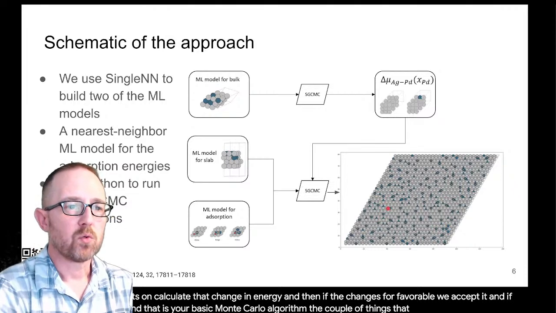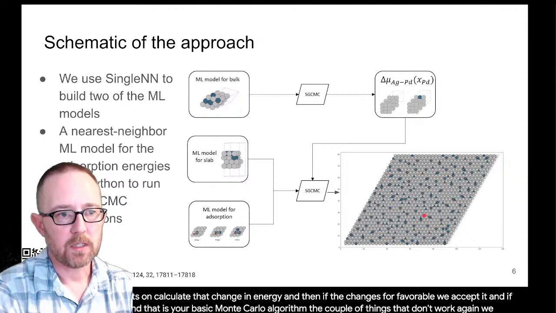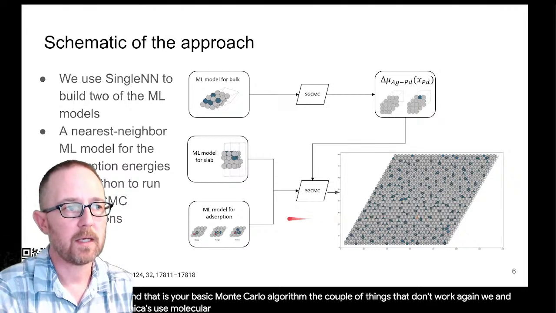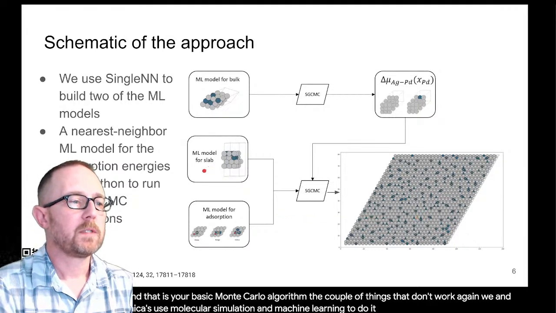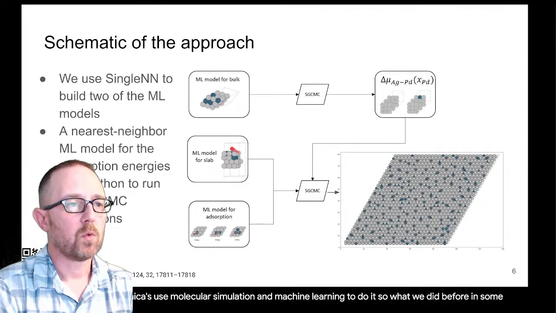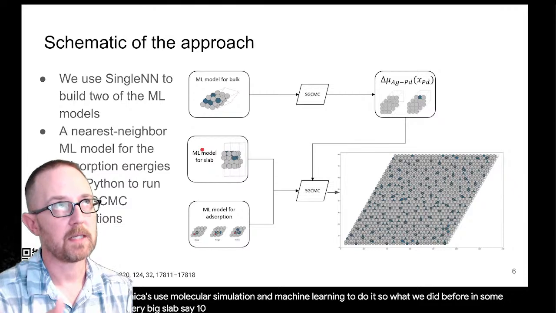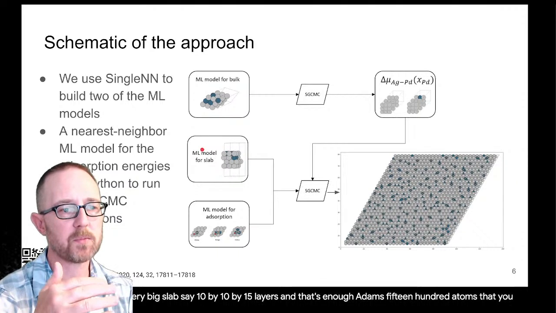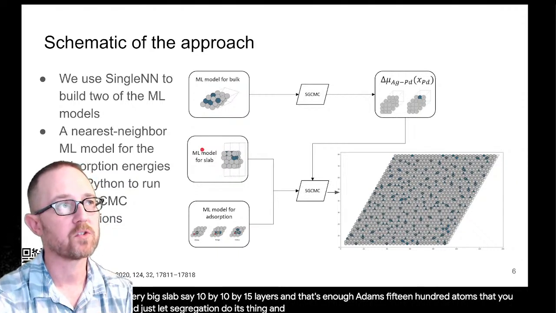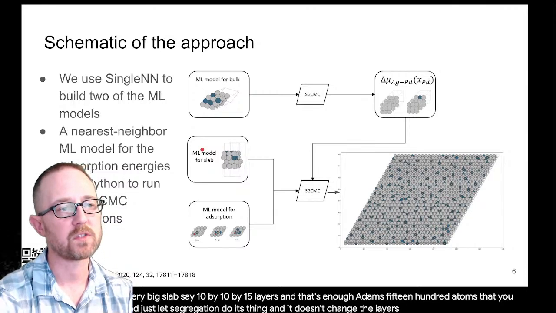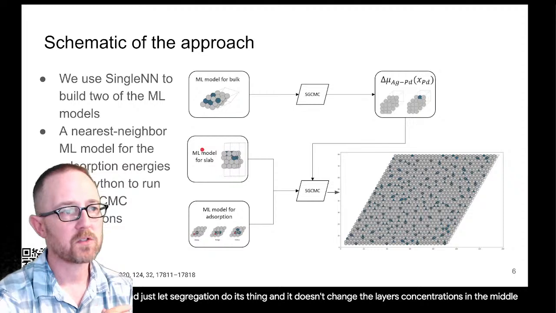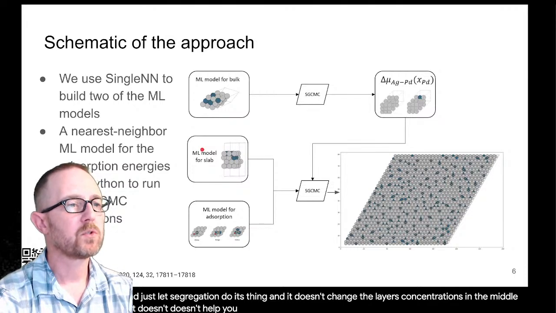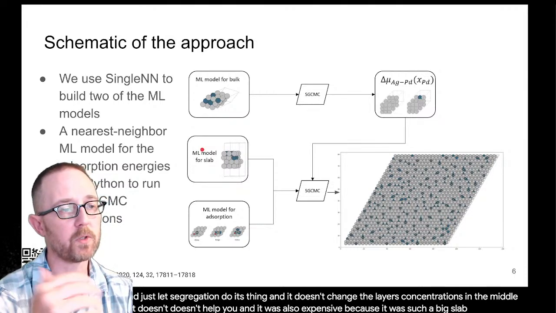The couple of things that don't work, again, we can't do DFT on this huge thing here. And what we do instead is use molecular simulation and machine learning to do it. So what we did before in some previous work was use a very big slab, say 10 by 10 by 15 layers. And that's enough atoms, 1,500 atoms, that you can fix the composition and just let segregation do its thing, and it doesn't change the layers concentrations in the middle too much. But in the dilute limit, that doesn't work because there are so few atoms that it doesn't help you. And it was also expensive because it was such a big slab, even with Monte Carlo.